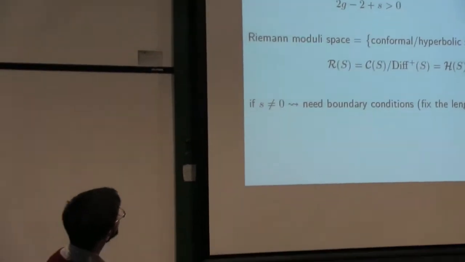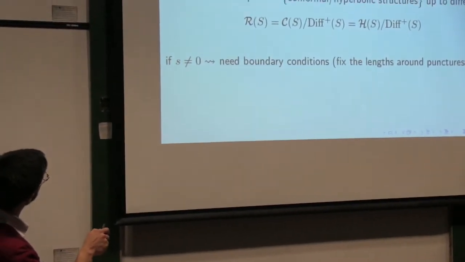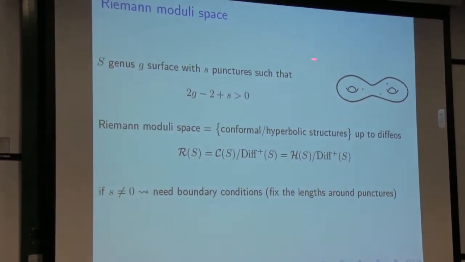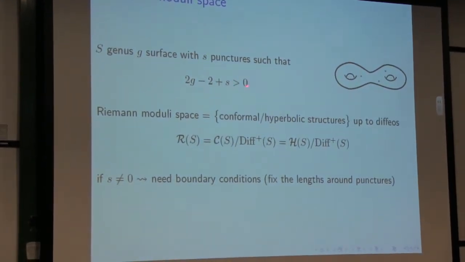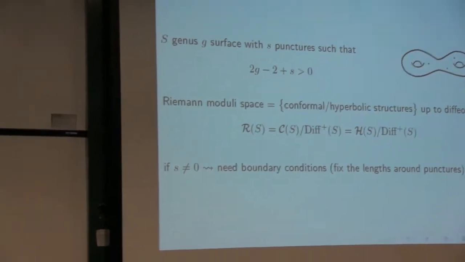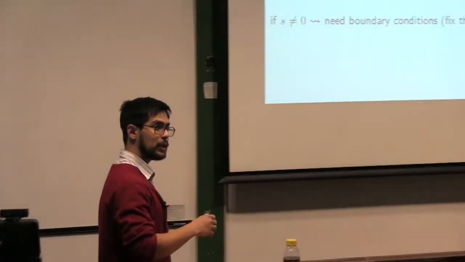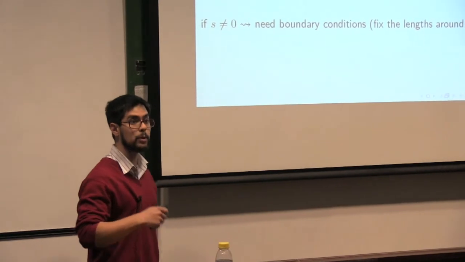Throughout the talk, S will be a Riemann surface of genus G and S punctures, satisfying this inequality, which basically says that the Euler characteristic of the surface is negative, so that the surface admits hyperbolic structures. It admits a hyperbolic metric.